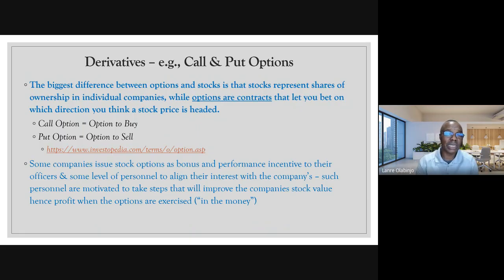The put option is essentially the opposite of that. It's the right to sell. That's why it's called a put, to release. The right to sell at a particular price, regardless of what the current price is of that stock. So those are the call and the put options.